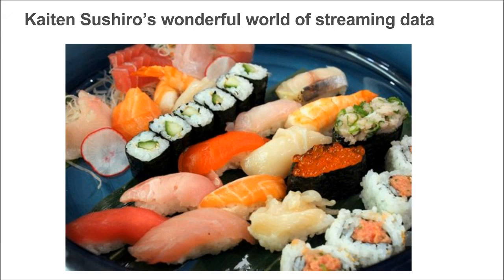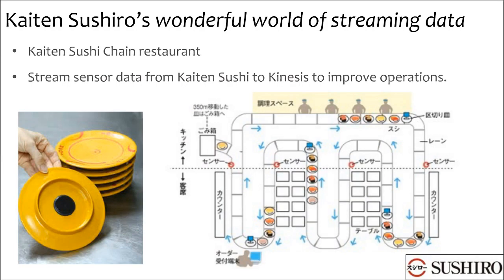Kaiten Sushiro, a chain of sushi restaurants in Japan, wanted real-time insights. They wanted to be able to order fish from the dock when they realize a restaurant is running out. They want to see what is selling at what time, so they can run experiments in the restaurants if they find a popular dish. So they really wanted to deliver a better experience for their customers.